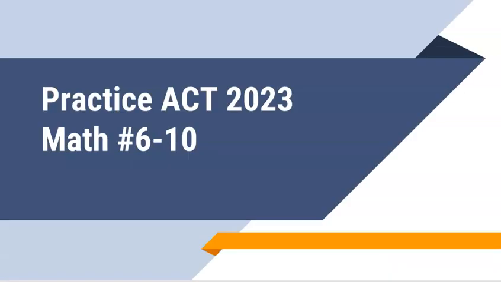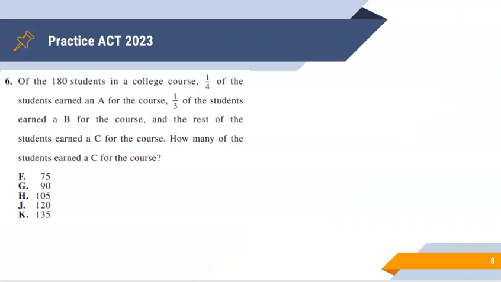Okay, here's the answers for questions 6 through 10 on the practice ACT for the math. Okay, again, you always want to find the question mark and go backwards. This wants to know how many people earned a C. Now looking at this, I see there's 180 students in the college, and we are told a fourth of the students earn an A. So let's subtract all the people that got an A.